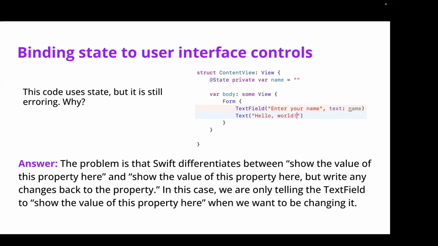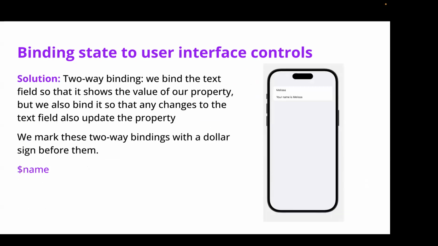and showing the value of this property here but also being able to write changes back to this property. So in this example right here, name is only showing the value of this property. It's only able to show the property and not able to write back to name. That is why this code is erroring.